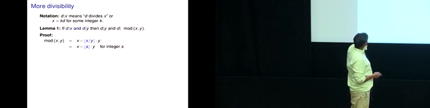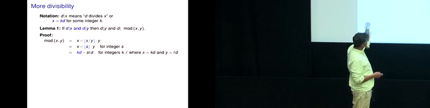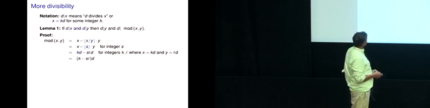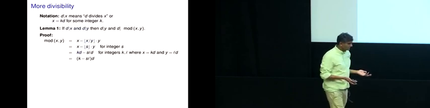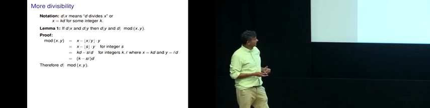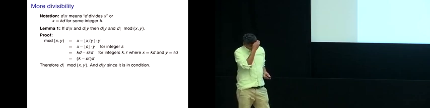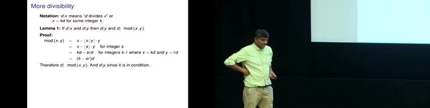Now y is divisible by d, so we can replace it by an integer times d, and x is as well. That's what we did here. Now we can factor out, and we get our result. Okay, d divides mod x and y. And the second thing in the conclusion is d divides y.